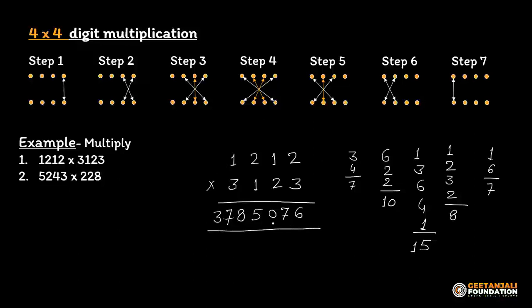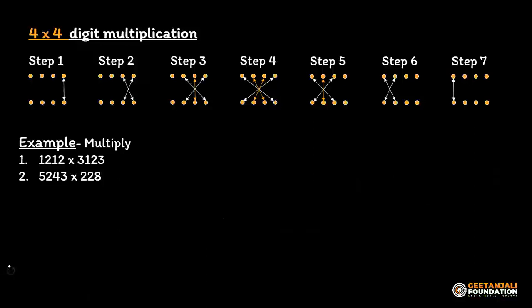Your answer is 37850076. This is your answer for this product, 1212 multiplied with 3123. So in one line you could find your product. I hope you're liking this method. Now let's take one more example so you understand this method in a better way.